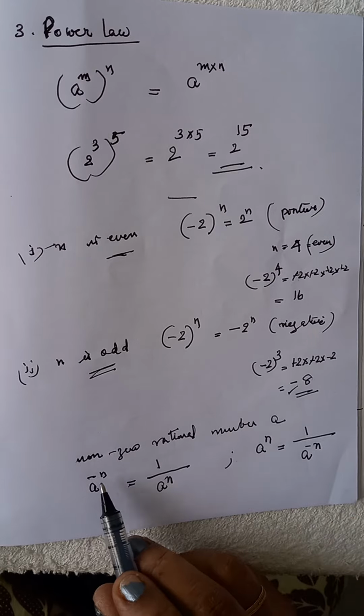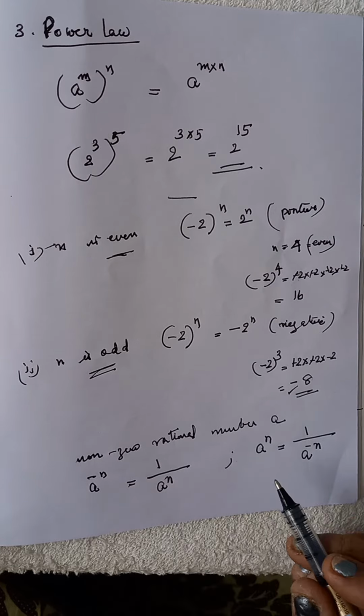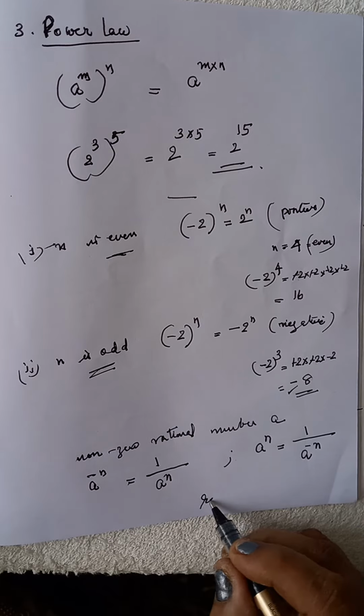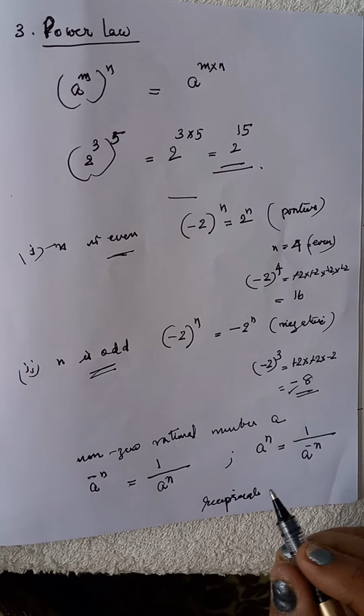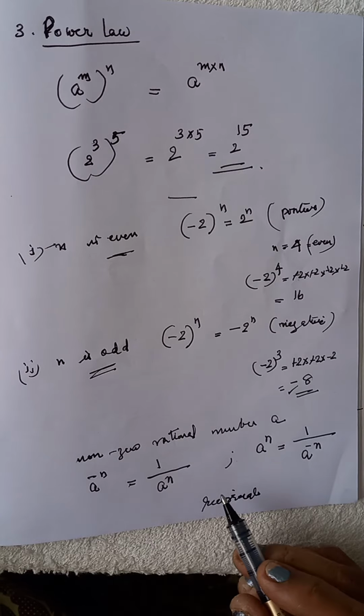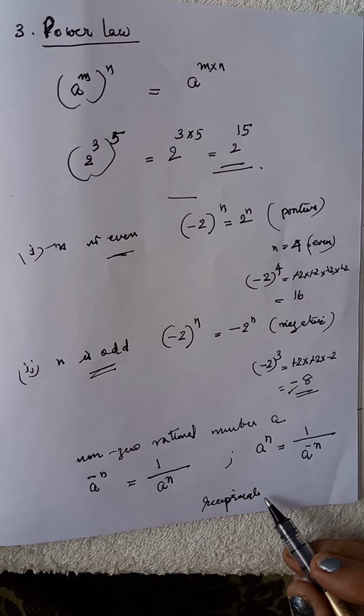So here a raised to minus n and a raised to n are reciprocals of each other. A raised to n and a raised to minus n are reciprocals of each other.